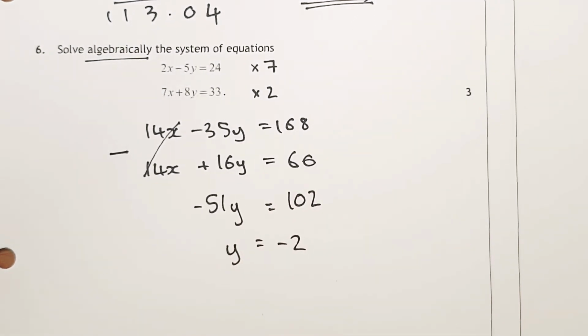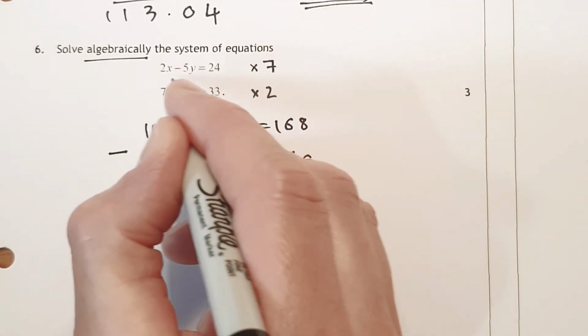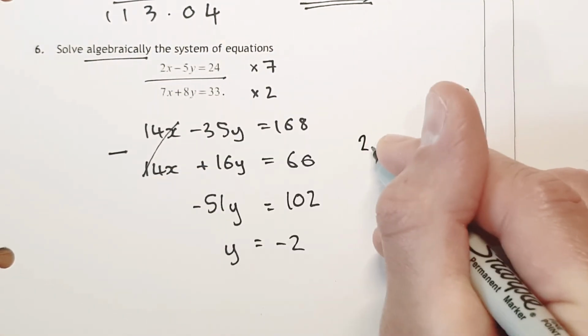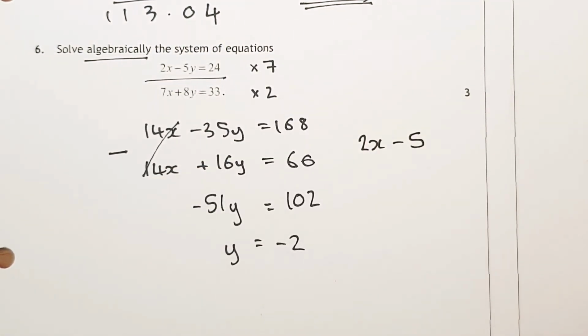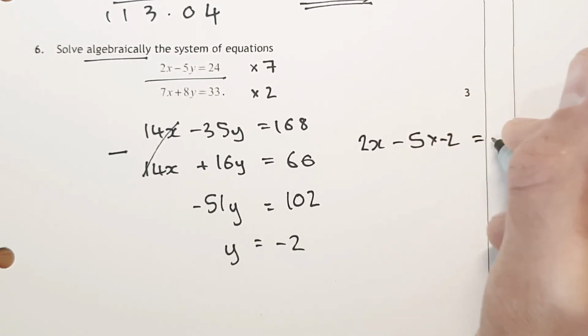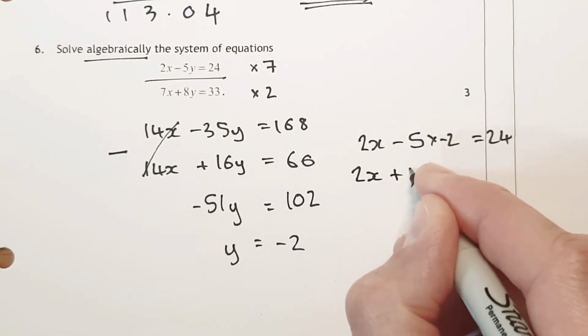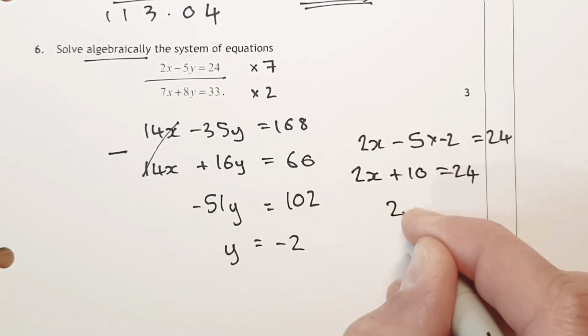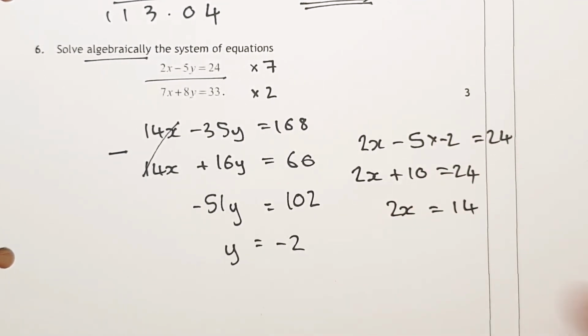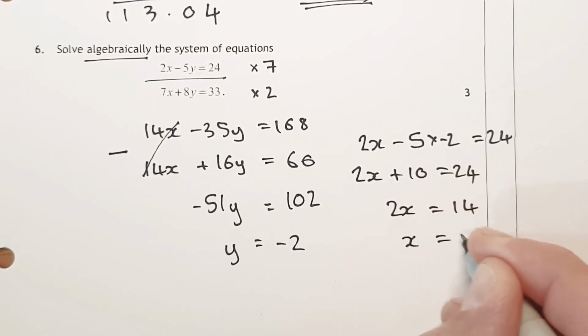I'm then going to take either one of my original equations, so I'll just go for this one here. So it's 2x minus 5y, well y is negative 2, and that's equal to 24. So it's 2x, and that's going to be plus 10. It's 24. 2x equals 14 when you subtract 10 from both sides, so x is equal to 7.